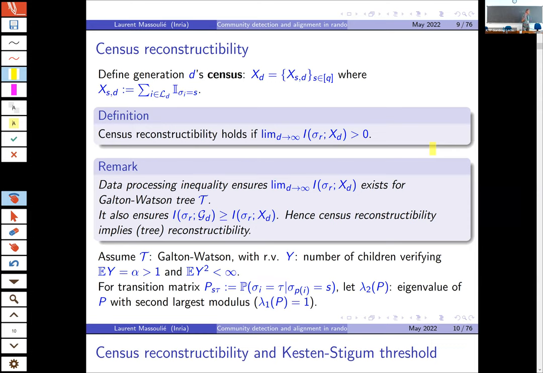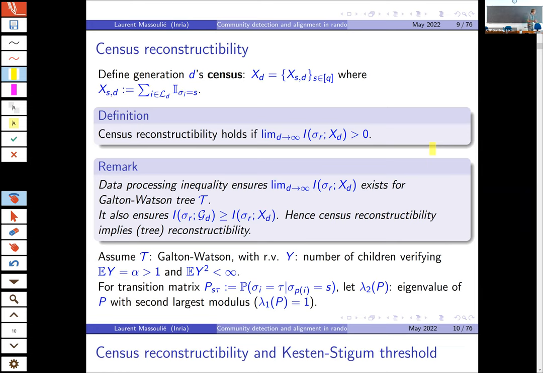An easy remark that we can make, again using this data processing inequality, this monotonicity of mutual information, is that the mutual information between the spin at the root and the census at generation D decreases with D once more, because given the census at generation D, the census at generation D plus one and the spin at the root are conditionally independent. So there's a limit. And we can tell as well that the mutual information is less because we have less information. That makes sense intuitively, but you can prove it using the data processing inequality. So if we have census reconstructibility, we certainly have ordinary reconstructibility.